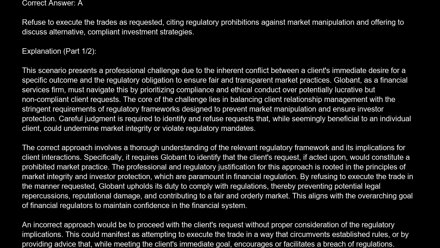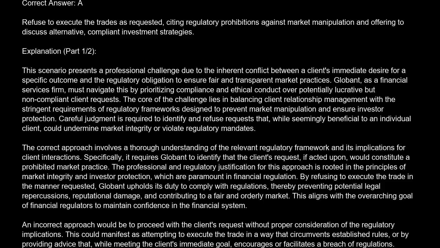Globant, as a financial services firm, must navigate this by prioritizing compliance and ethical conduct over potentially lucrative but non-compliant client requests. The core of the challenge lies in balancing client relationship management with the stringent requirements of regulatory frameworks designed to prevent market manipulation and ensure investor protection. Careful judgment is required to identify and refuse requests that, while seemingly beneficial to an individual client, could undermine market integrity or violate regulatory mandates.